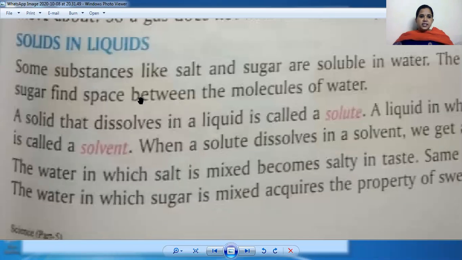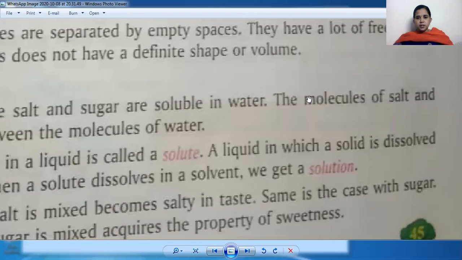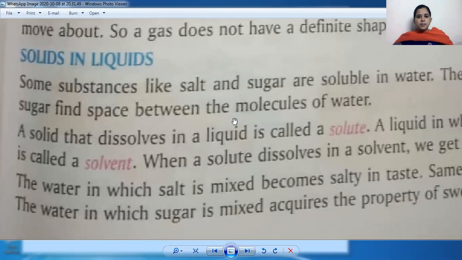Next, let us see solids in liquids. How the solids will act in a liquid. Some substances like salt and sugar are soluble in water. The molecules of salt and sugar find space between the molecules of water. A solid that dissolves in a liquid is called a solute.